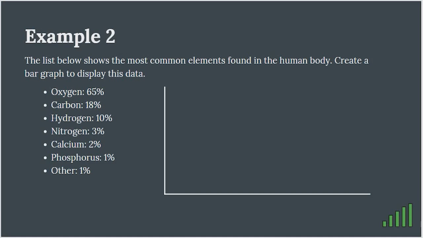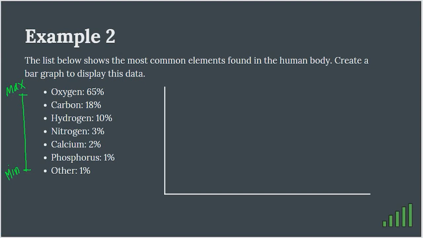From bar graph example 2, we're given a list of the most common elements found in the human body, and we are asked to create a bar graph to display the data. I'm going to just take a look at this list, and like I said in our last example, I want to be able to find the range. So I want to know what the maximum and what the minimum is, because that'll help me visualize and set up my graph in the best way possible.